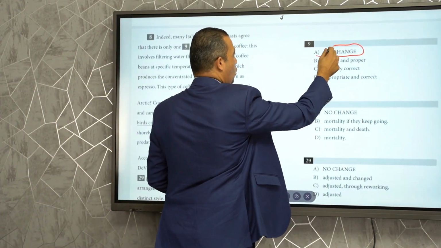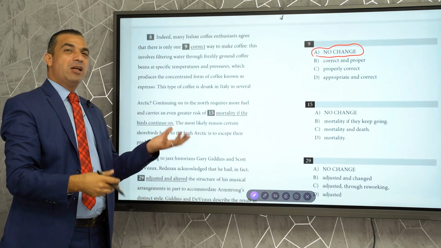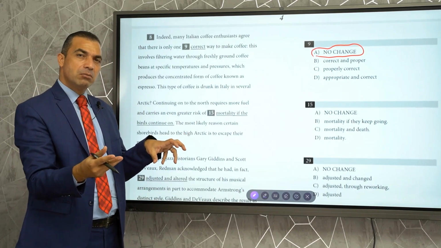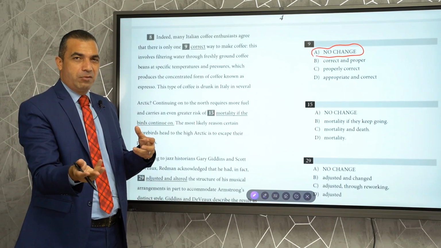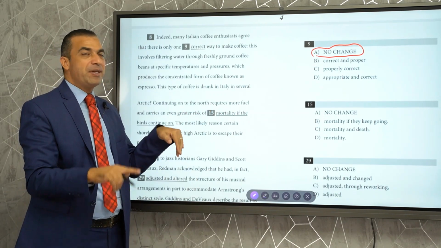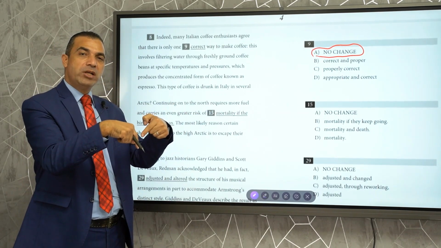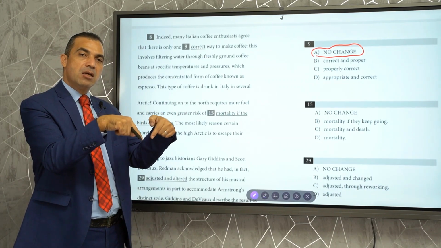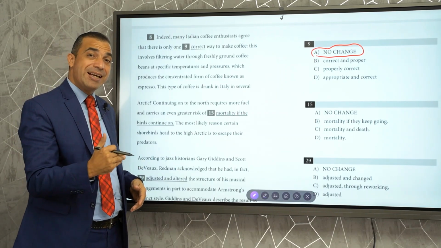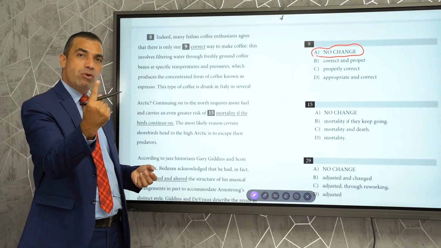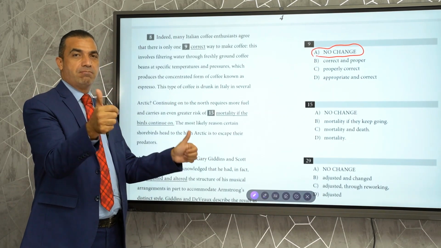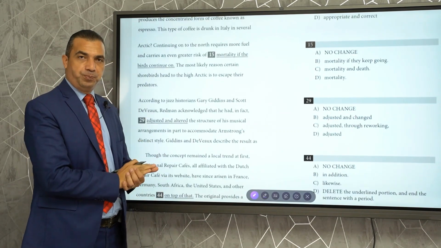No change. Why? Because if you say correct and proper, it is redundancy, the same meaning. Can I say properly correct? Because proper is correct, how can I say properly correct? Of course it is not correct. Can I say appropriate and correct? Again, two words with the same meaning. Redundancy. I can't say appropriate and correct. So the right answer is: there is only one correct way, the shortest, the clearest, the most concise. Thank you. The next one.